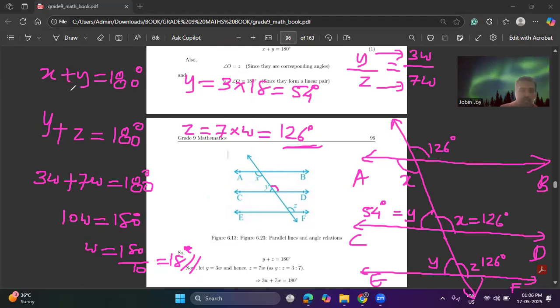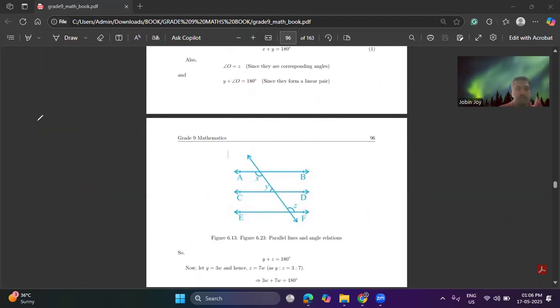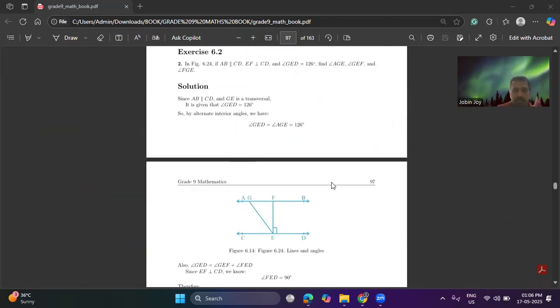From this, calculate the value of X. So what is X? Using this, X is equal to 180 minus Y, 180 minus 54. What is 180 minus 54? 126 degrees. So X is equal to 126 degrees. Okay, very simple. Then next question.